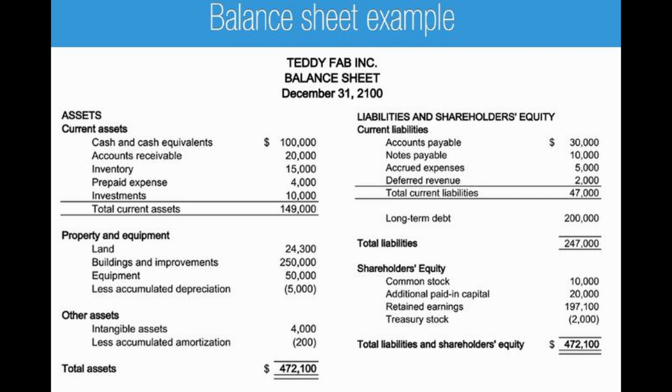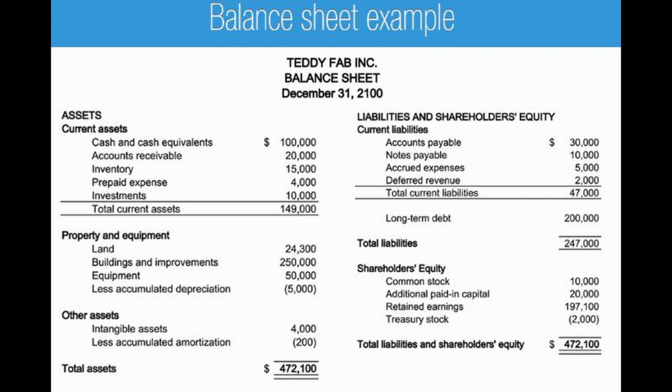A pro tip here is to look at the mix of short-term versus long-term debt. Too much short-term debt can strain your cash flow if sales dip. Finally, we have shareholders' equity. Common stock, the initial investment made by owners or shareholders when the company was formed. Additional paid-in capital, the extra amount investors paid above the stock's par value when purchasing shares.